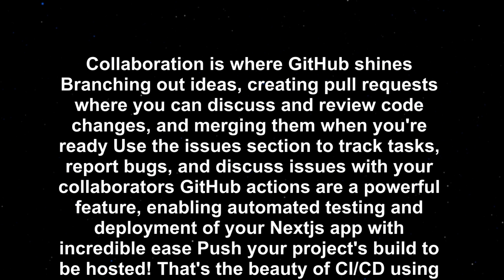Collaboration is where GitHub shines, branching out ideas, creating pull requests where you can discuss and review code changes, and merging them when you're ready. Use the issues section to track tasks, report bugs, and discuss issues with your collaborators. GitHub Actions are a powerful feature, enabling automated testing and deployment of your Next.js app with incredible ease. Push your project's build to be hosted. That's the beauty of CI/CD using GitHub.